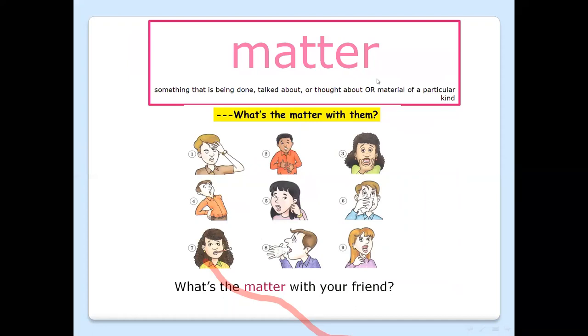Matter. So the word is matter. What do I mean by matter? Something that is being done, talked about or thought about, or material of a particular kind. What is the matter with your friends? What's going on with them? Now, why did we double the T here? Because we have two syllables. The first syllable is vowel, then consonant, and the second syllable is consonant, then vowel.